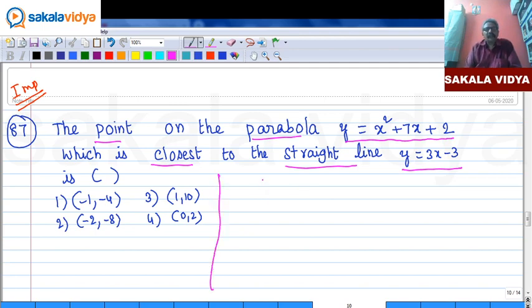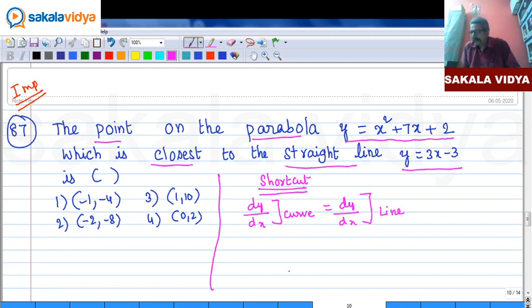Whenever a parabola or any curve and a straight line is given like this, you apply this shortcut. What is the shortcut? dy by dx of curve equal to dy by dx of line. This is the very, very important shortcut you need to apply. So dy by dx of curve is 2x plus 7, equal to dy by dx of line, which is 3. So 2x is equal to minus 4. x is equal to minus 2.